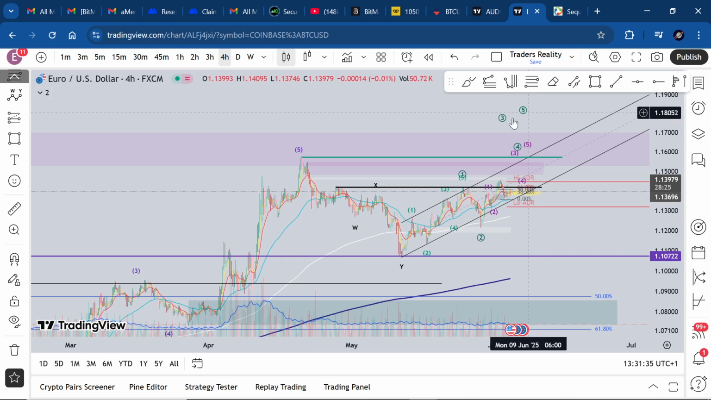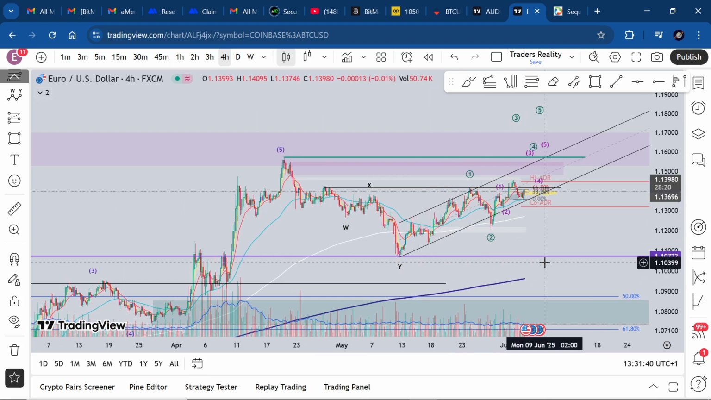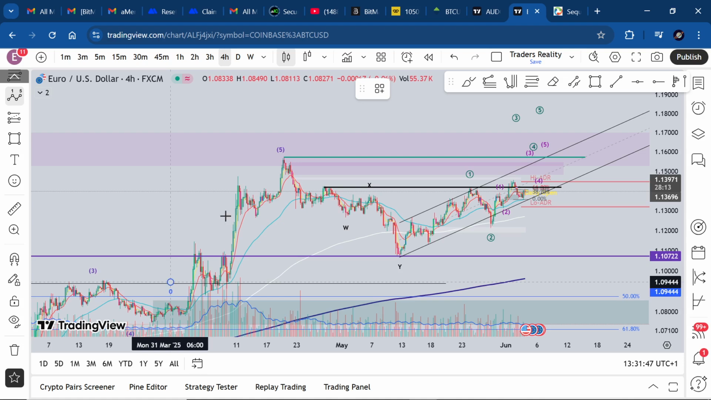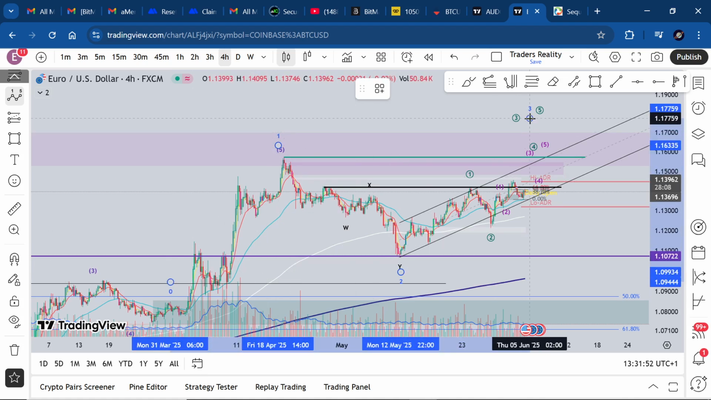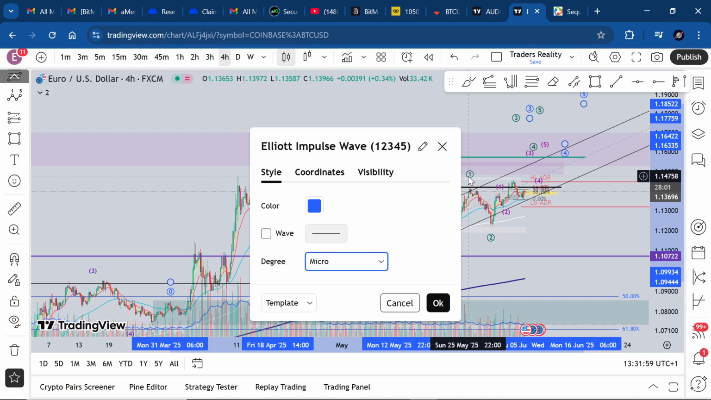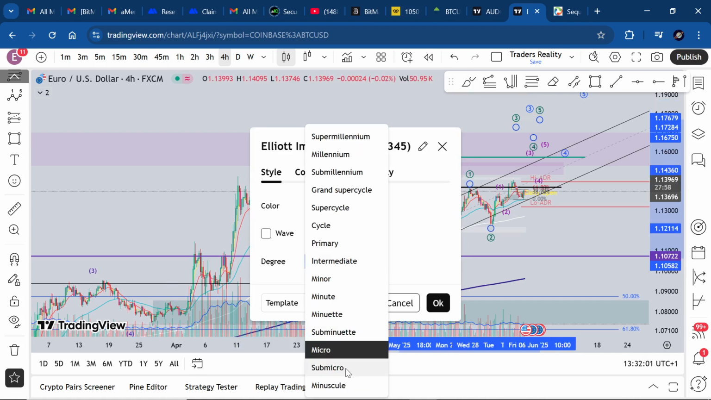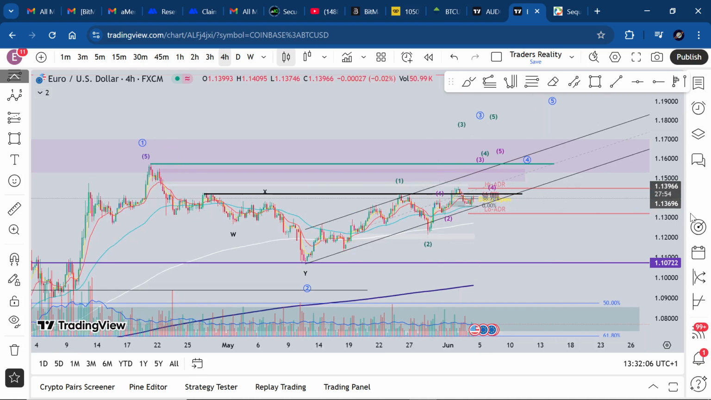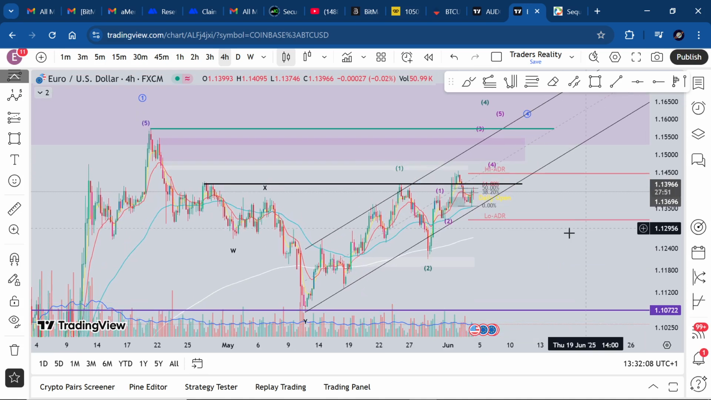If I was to, first of all, we don't need this anymore. I'm just going to put that on the chart quickly, okay? 1, 2, looking for 3, 4, and 5. Okay, and we'll see how this unfolds because there's a couple of degrees of structure going on here.